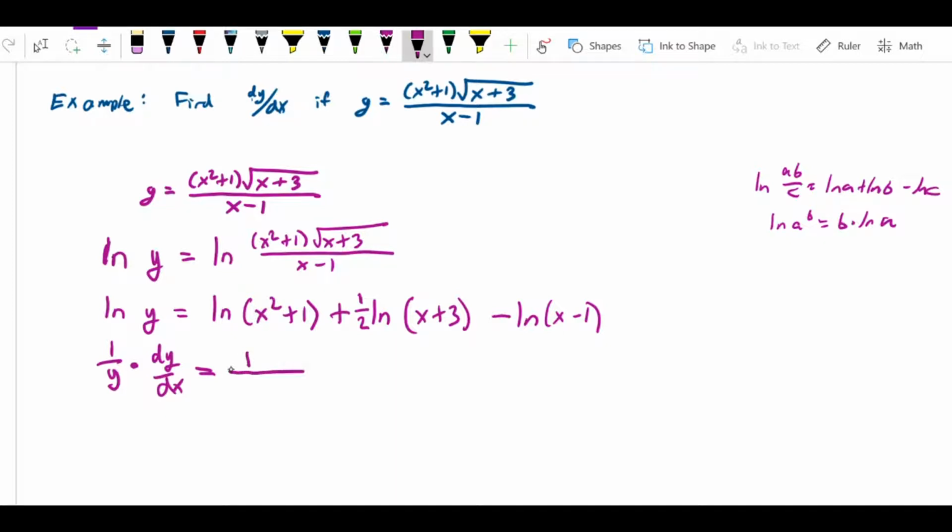So that's going to be 1 over (x squared plus 1), and by the chain rule I multiply by 2x, and then plus 1/2 times 1 over (x plus 3), and then minus... by the chain rule, the derivative of x plus 3 is just going to be 1. That's why I didn't do anything there. So even though I'm using the chain rule, the step just comes out to 1, so I don't have to write it. And then here, this is going to be 1 over (x minus 1), and then times the derivative of x minus 1. That's also 1, so I can just erase that. Okay, so now what I have is 1 over y times dy over dx is equal to this expression.